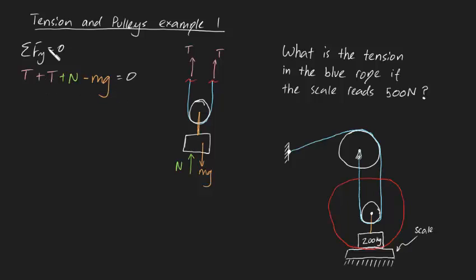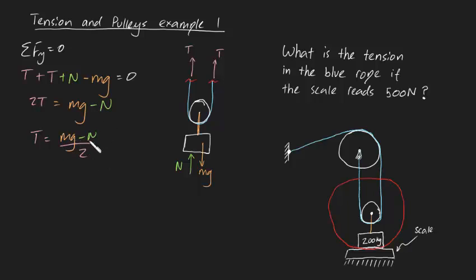We bring the T's together to form 2T, and we bring everything to the other side, and that's going to be equal to mg minus N. And now we're ready to solve for T, and we know that T is just going to be equal to (mg minus N) divided by 2.